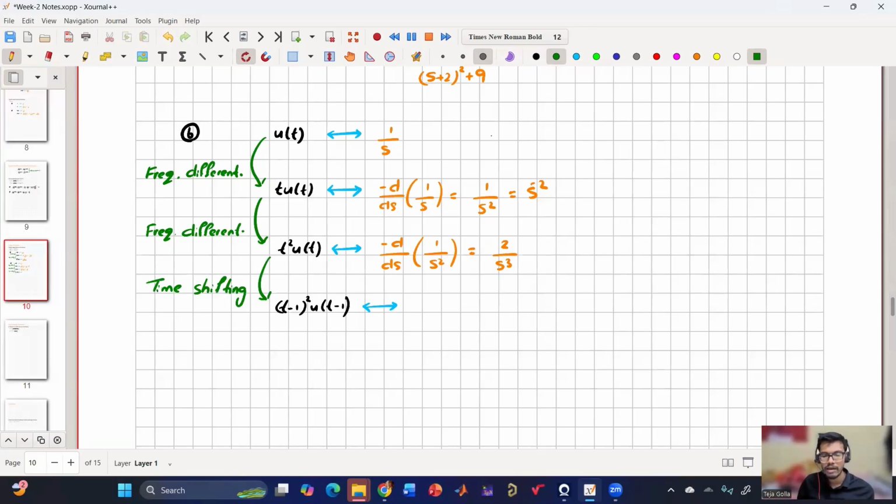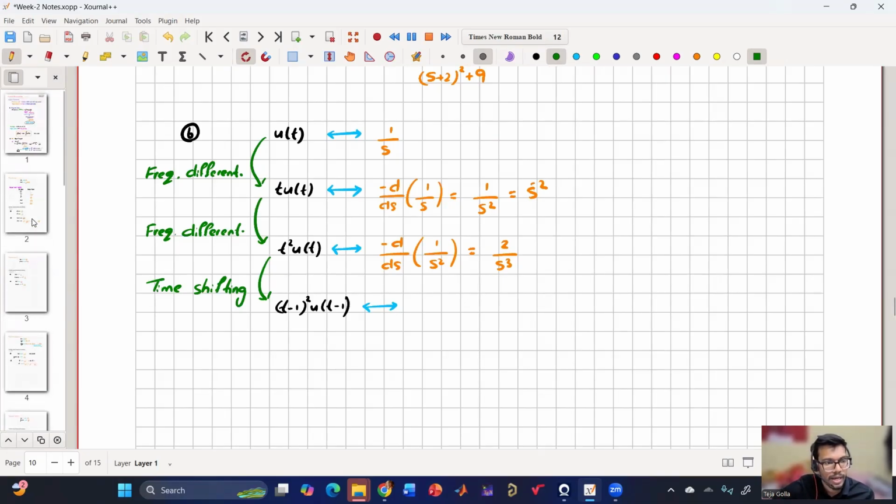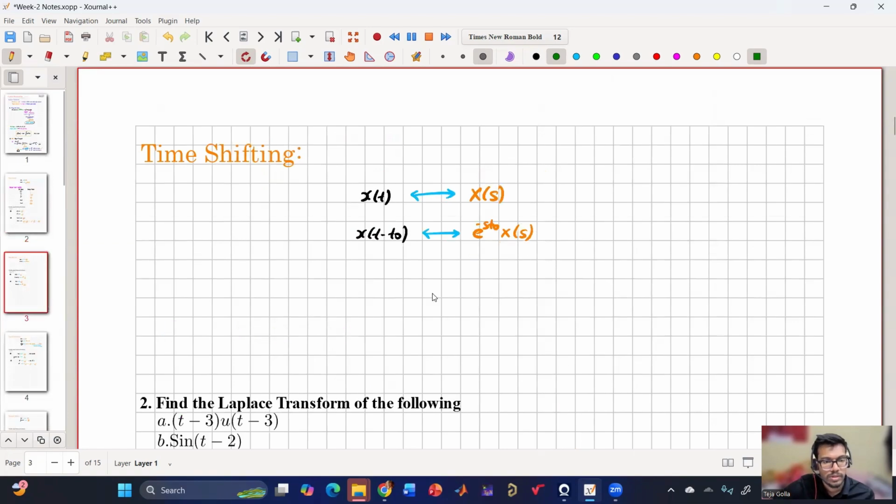So if I have x of t, the Laplace transform is say x of s. So if I have x of t minus t naught, what is the Laplace transform? Maybe I'll go back. I'll not tell you. x of t minus t naught, what is the Laplace transform? e to the power minus s t naught into x of s, right?